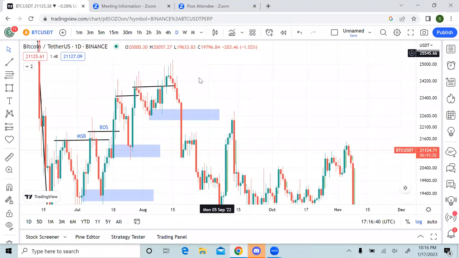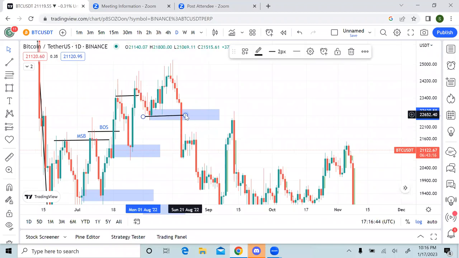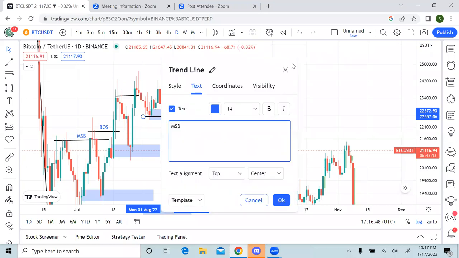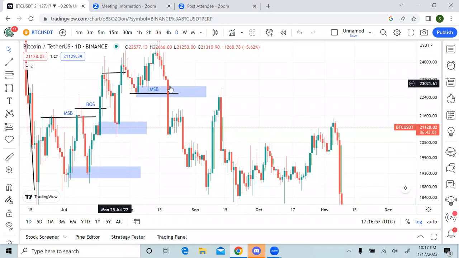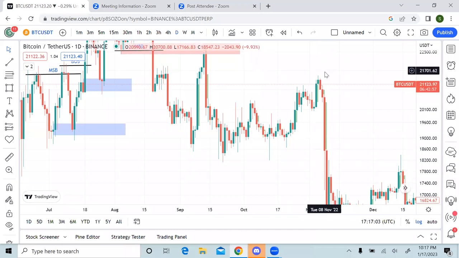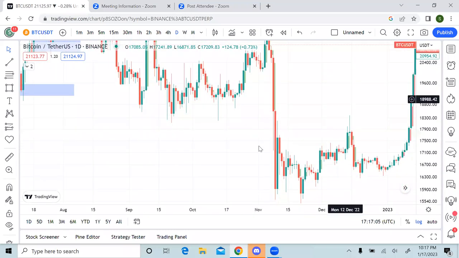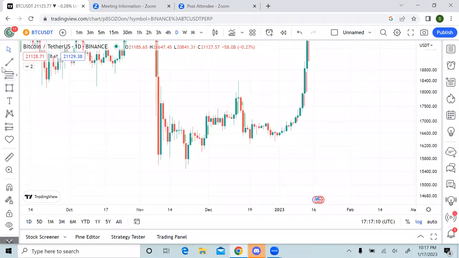But what happened here? This is broken. So again MSB. Structure shifted on lower time frames, again MSB, lower low, lower high, again lower low. These order blocks, which were order blocks, turned into breakers, tapped here, lower high, lower low, lower high, again lower low, lower high, and now again structure shifted here.